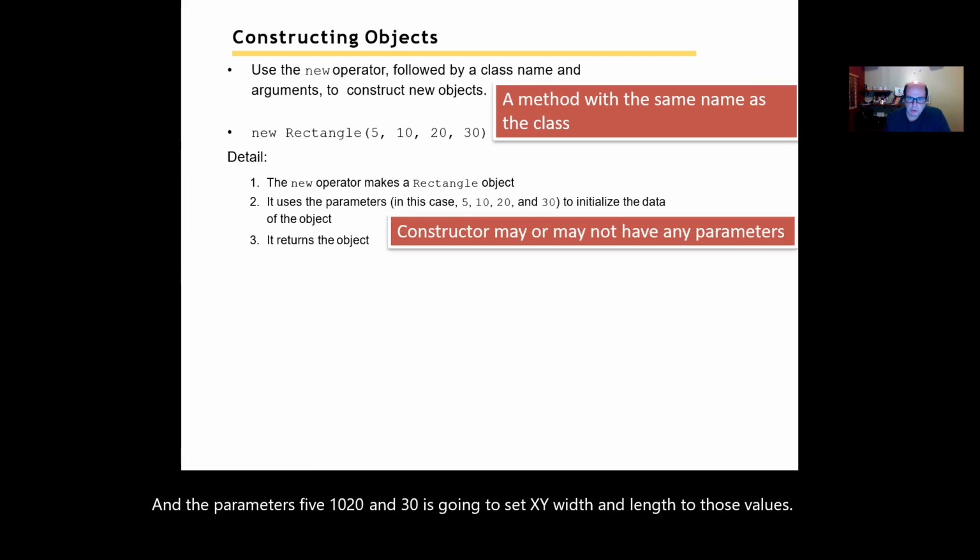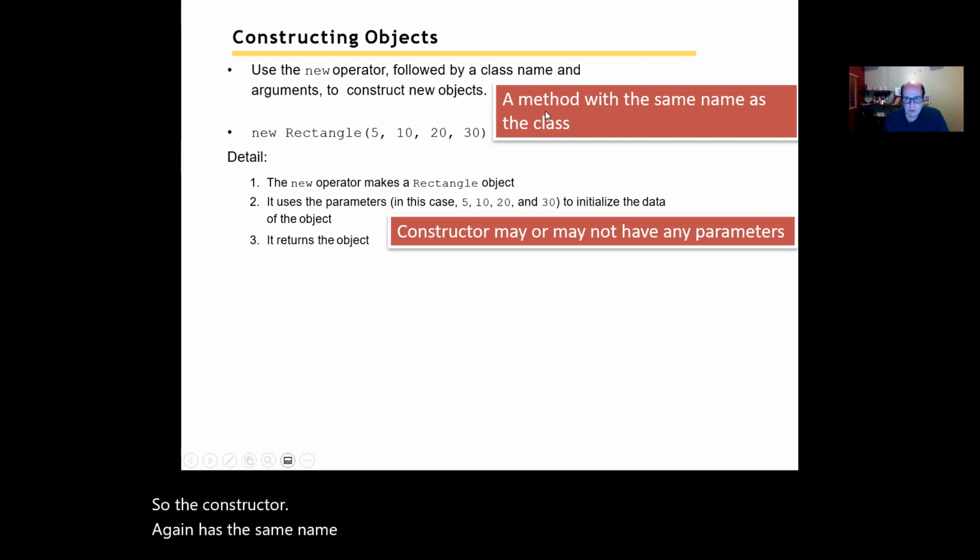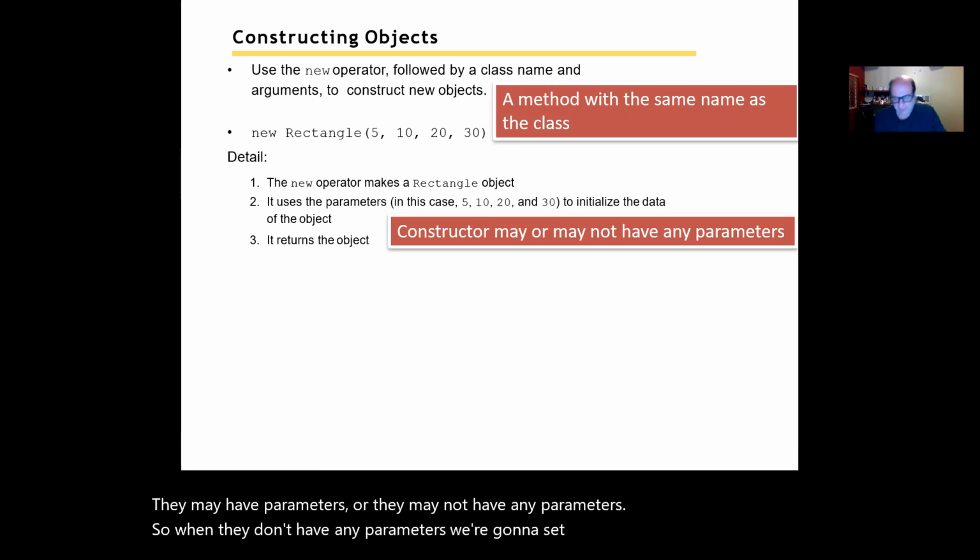So the constructor, again, has the same name as the class. They may have parameters, or they may not have any parameters. When they don't have any parameters, we're going to set them to the default value. That's called a default constructor.